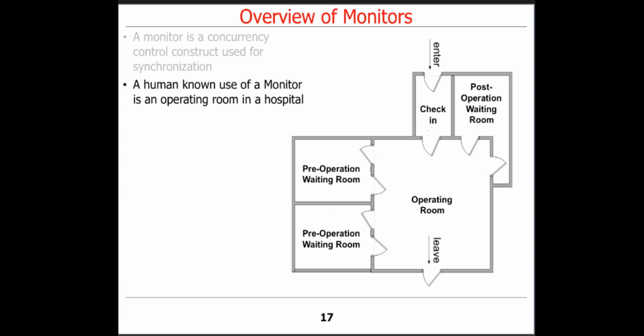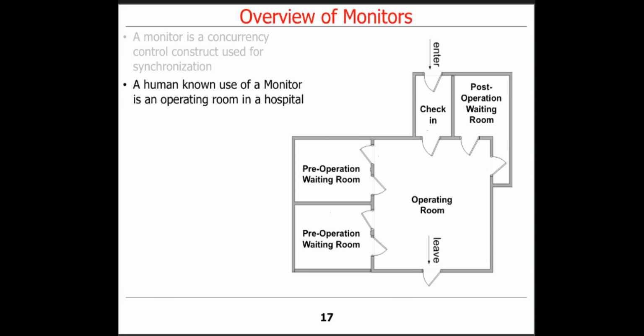And then you can go in here, and if it's not your turn, in other words, if the doctor's already working on someone, you can be shuffled off to a pre-operation waiting room. And so you're kind of off to the side, waiting your turn. And when the doctor's finished, then the doctor puts the people who are finished off in some post-operation waiting room. And so at that point, the doctor could go and notify and say, hey, bring me another person in to be operated upon.